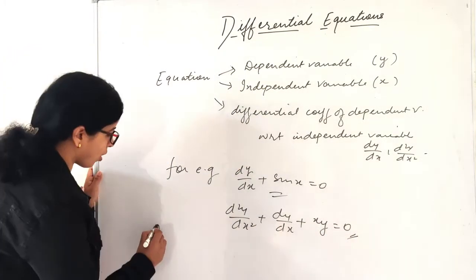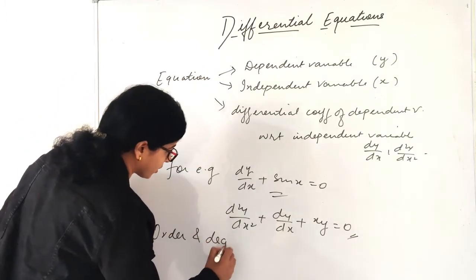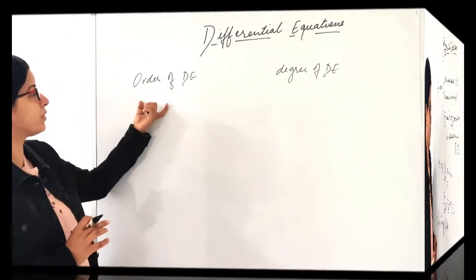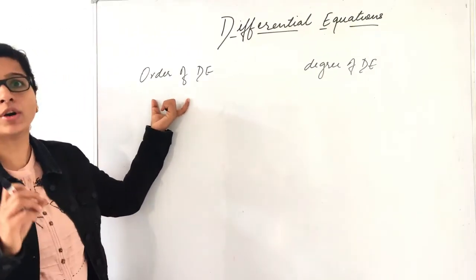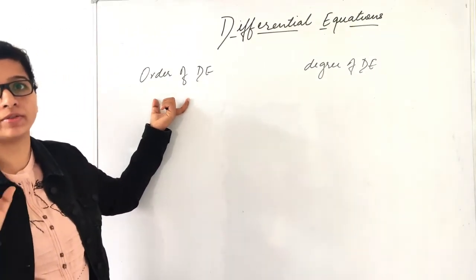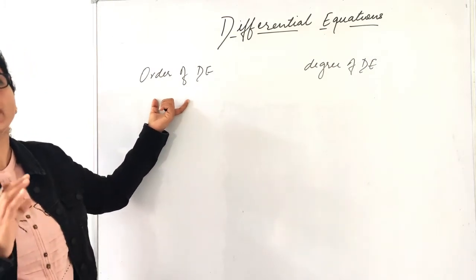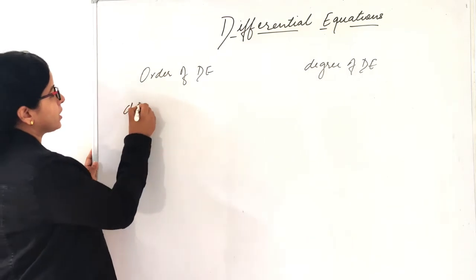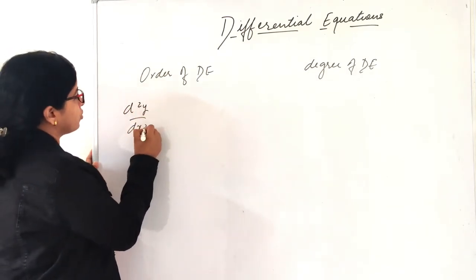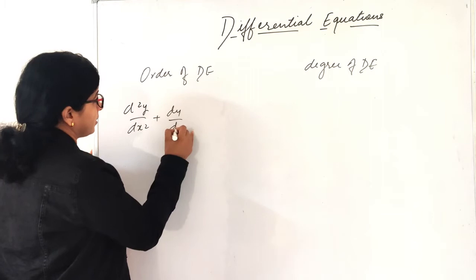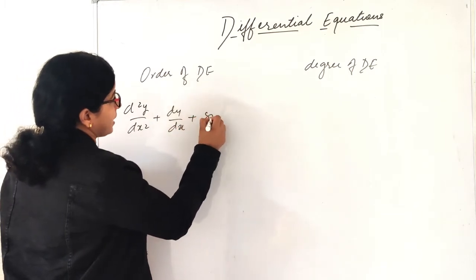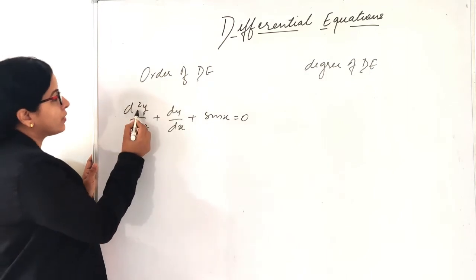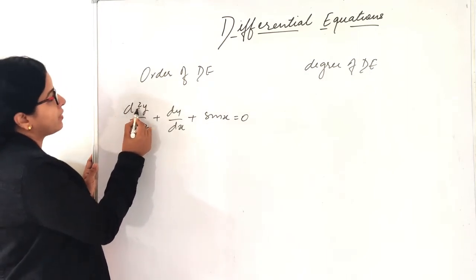Now comes the order and degree of a differential equation. What do you mean by order and degree? The order of the differential equation is the order of the highest order derivative. Say for example, I have a differential equation d²y/dx² + dy/dx + sin x = 0. In this case, the order of the highest order derivative is 2.